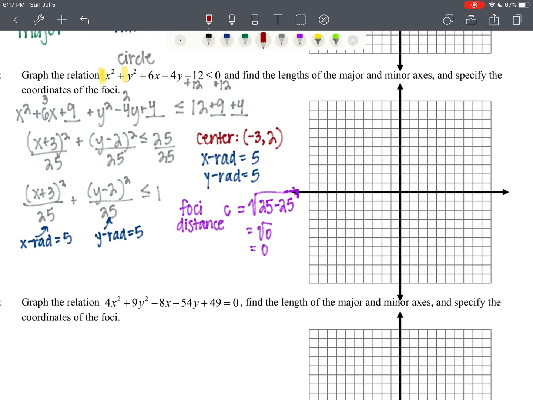So we're going to go left 3, 1, 2, 3, up 2, and then we use our radius, 1, 2, 3, 4, 5, along the y-axis. Along the x-axis, same thing, 1, 2, 3, 4, 5. And this inequality has an equal to, so it's going to be a solid curve.